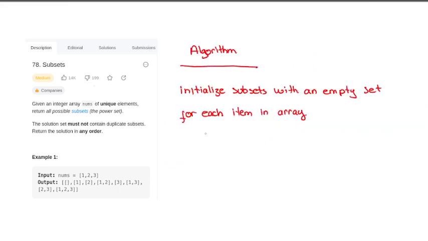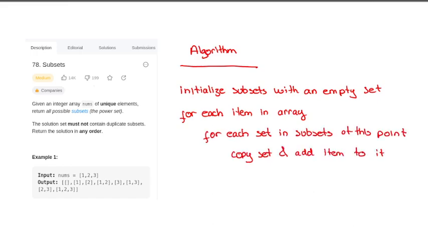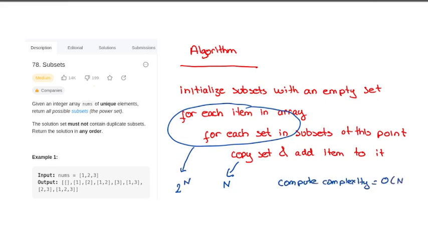Our algorithm will be: initialize subsets with an empty set, and for each item in the array and for each set in subsets up to that point, copy and add the item to it. The copy operation will need complexity of n, and these two loops will double n times, so it will need 2 to the power n. The time complexity will be n times 2 to the n, and the space complexity will be constant if we can make the copy in place.